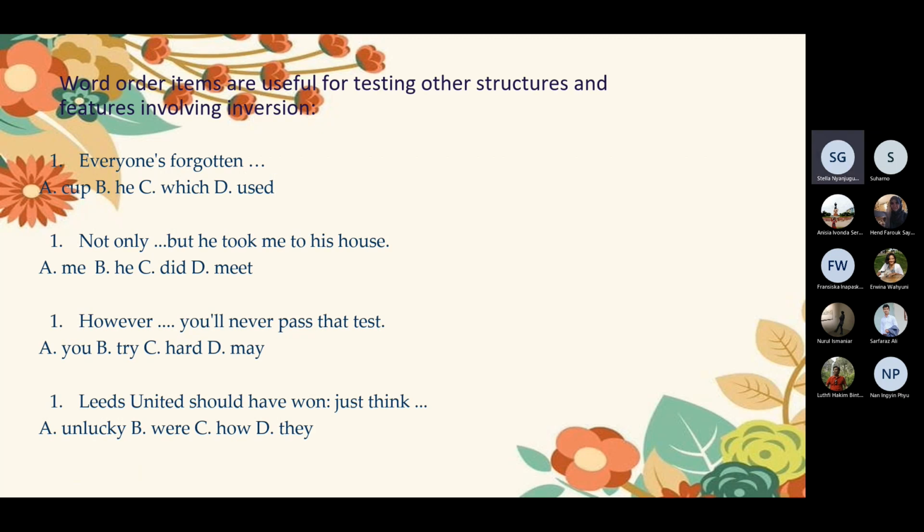Sometimes again, when you're constructing a rearrangement test that has multiple choice, you might need what you call a word order. This word order has to do with inversion. This is a bit of grammar to do with inversion. For example, if you look at the example there, "Everyone's forgotten which cup he used." In that case, that is an inverted sentence. If you look at the last one especially, "Leeds United should have won. Just think how unlucky they were." In that case, this is an inverted sentence. You can also test your learners using this kind of rearrangement test that has to do with inversion sentences. Going on.